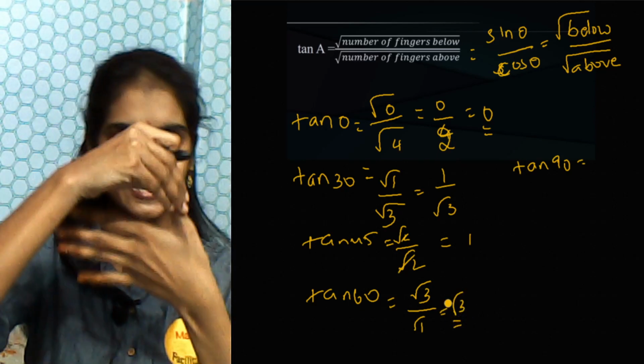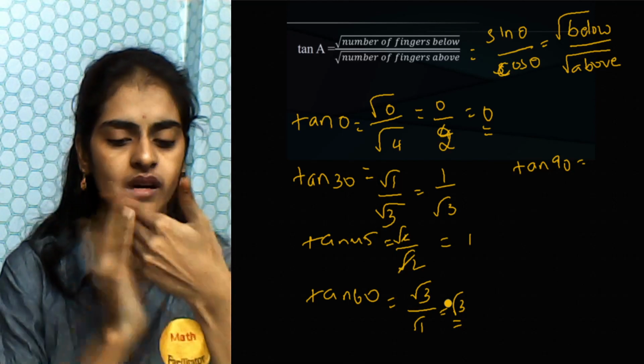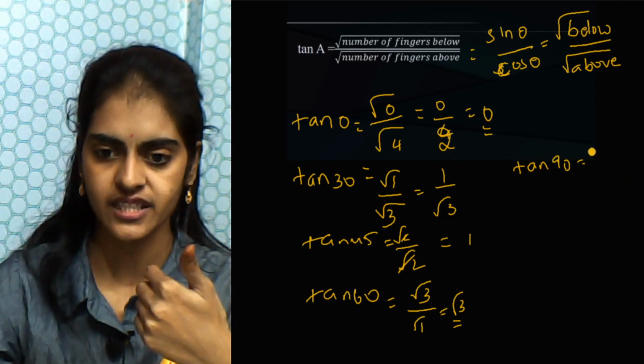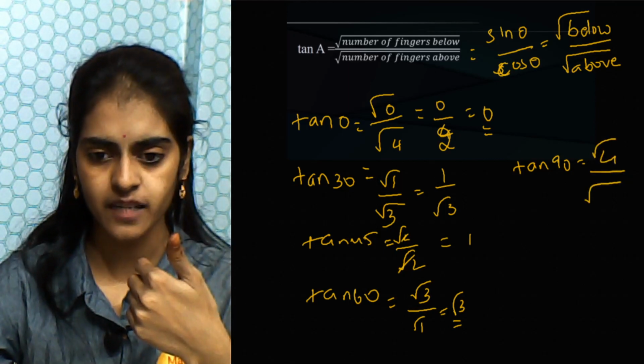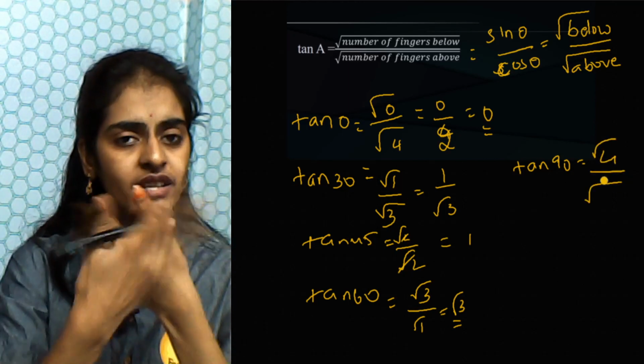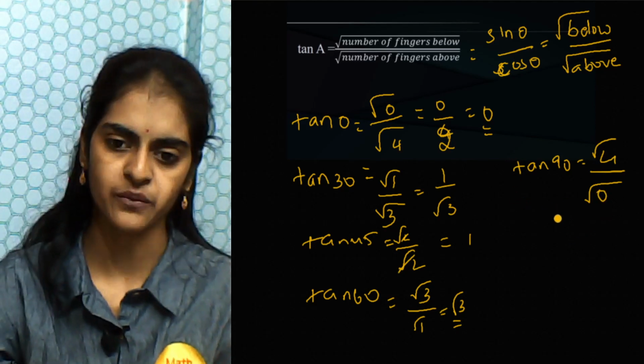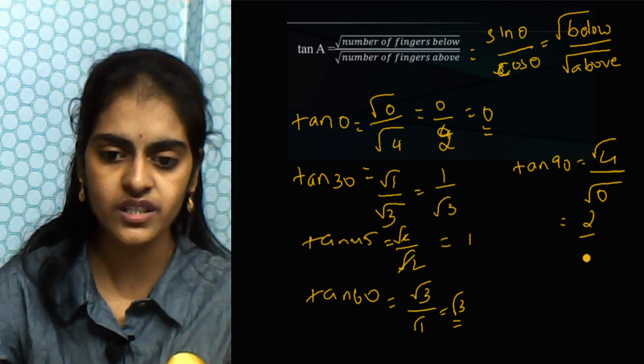Now comes tan 90. How many fingers are below this 90 degrees finger? You have 4 fingers, isn't it? So this is root 4 divided by root, how many fingers are above this 90 degrees? You have 0 fingers. So this is root 0. So root 4 is nothing but 2, root 0 is 0.